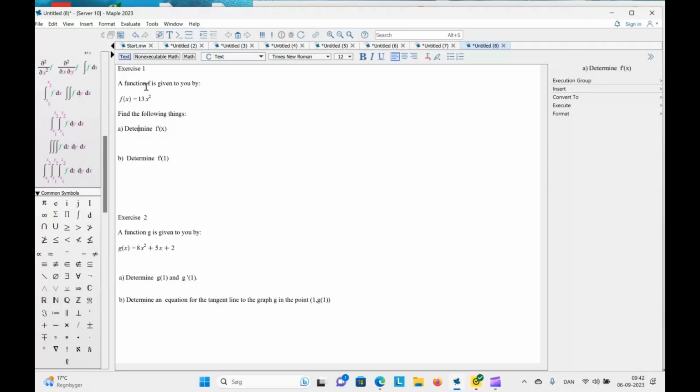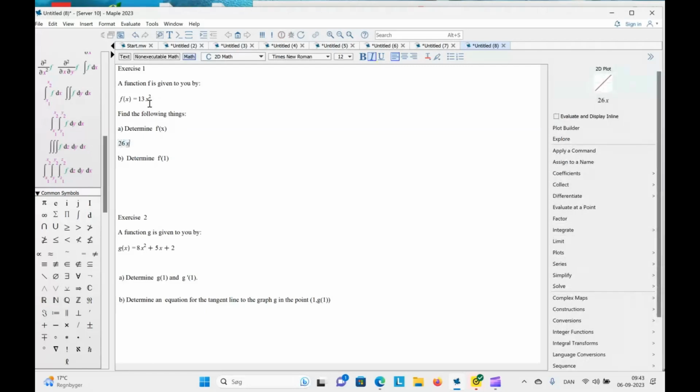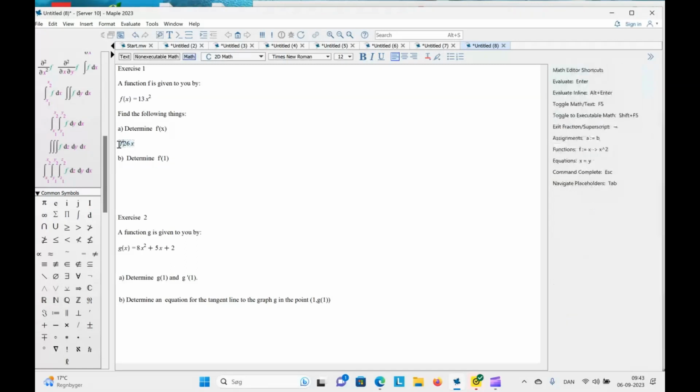And the first one is you're given a function f here, and find the following things. Determine f mark of x. So we need to differentiate the function without any help. And to do that, the rule is you take the exponent and minus one, and the two will get dropped down to the 13, and you have to multiply that. So that would be 2 multiplied by 13, that's 26x, which is f mark of x. Pretty straightforward, pretty simple.